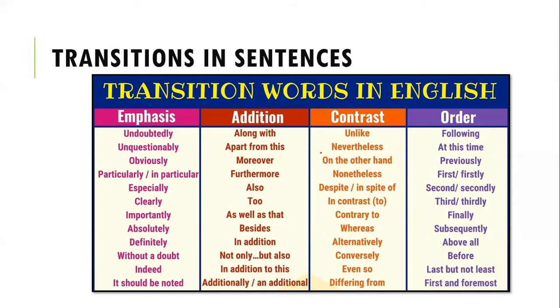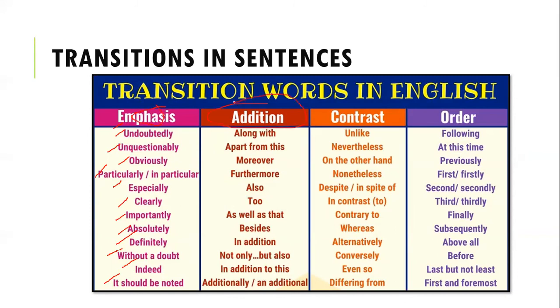Here, you can use these transition words if you are going to emphasize, okay? Going to emphasize, you can use undoubtedly, unquestionably, obviously, particularly or in particular, especially, clearly, importantly, absolutely, definitely, without a doubt. Indeed, it should be noted. So this is an example of a transition word using emphasis.